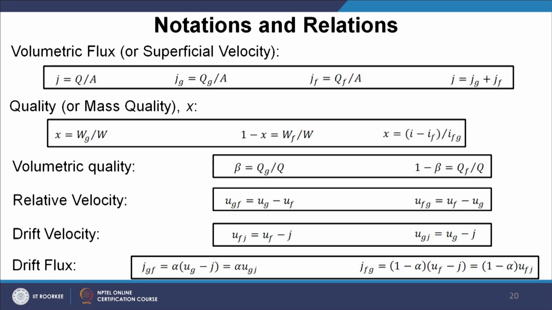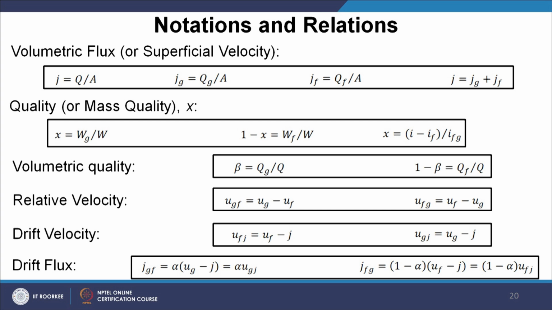Definitely 1 minus x will be Wf by W, and we know from thermodynamics that x can be written as 1 minus If, where I is the enthalpy divided by Ifg. In a similar fashion, we can go for volumetric quality. So, this is mass quality. Next, we are going to define the volumetric quality. Usually, we write volumetric quality as beta. So, beta is actually Qg by Q. This is the gaseous phase volumetric flow divided by the total volumetric flow. The ratio between these two is called the volumetric quality beta.